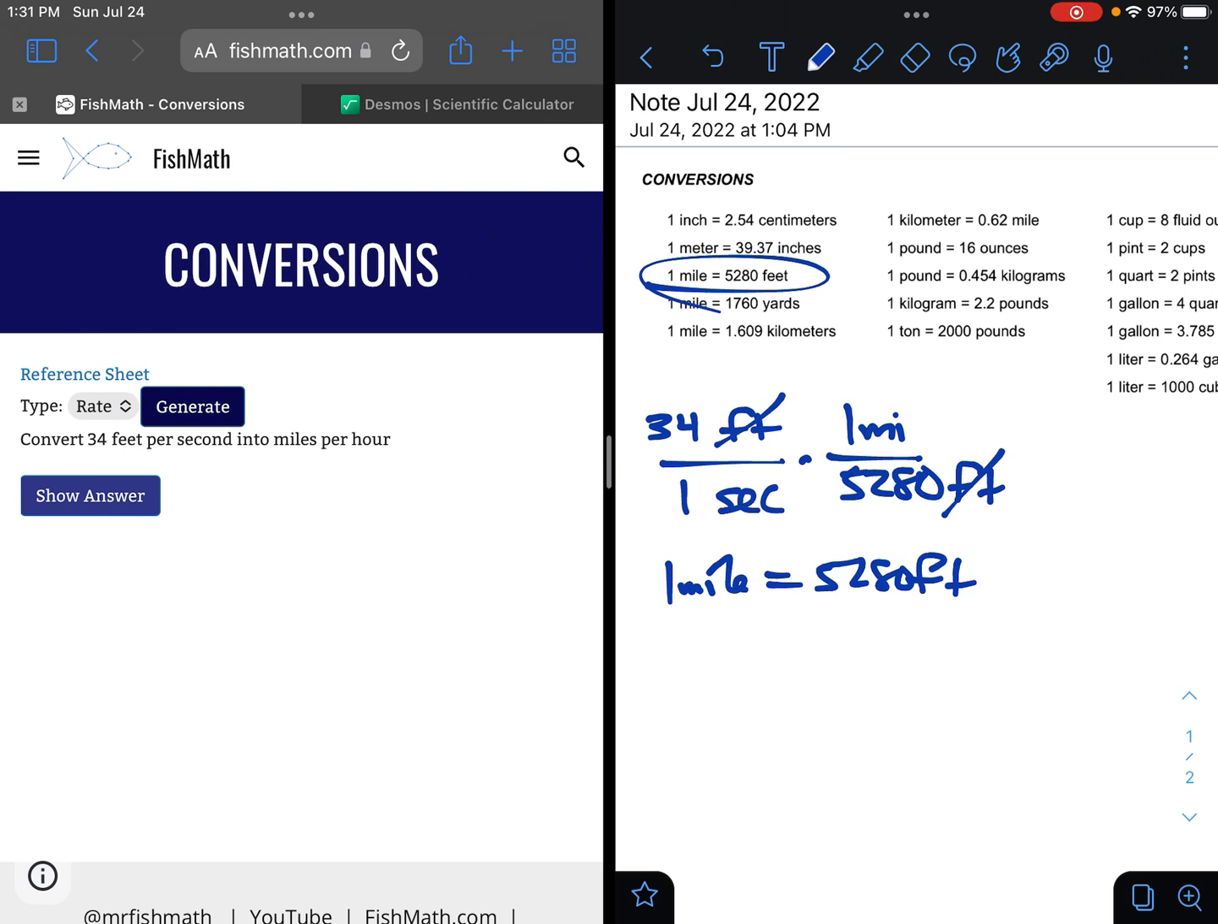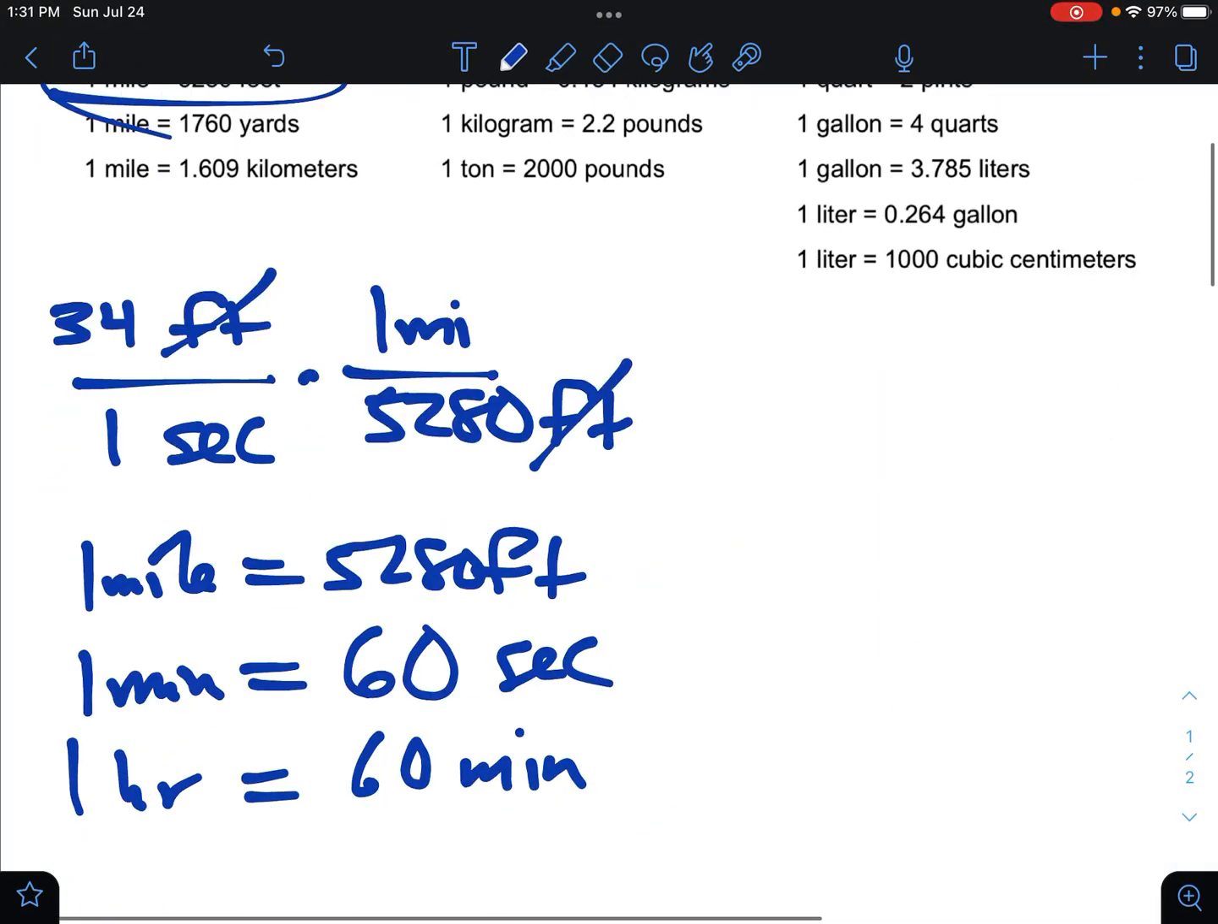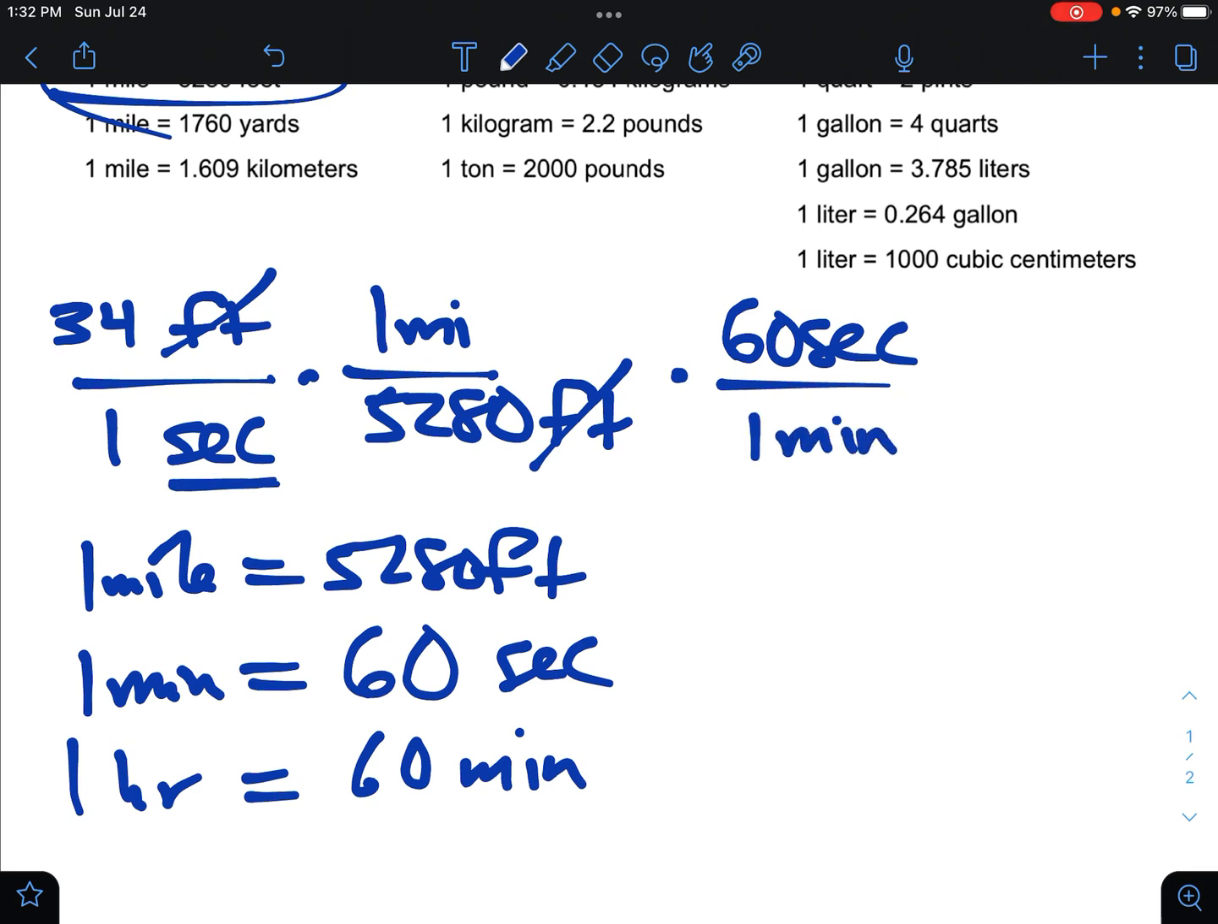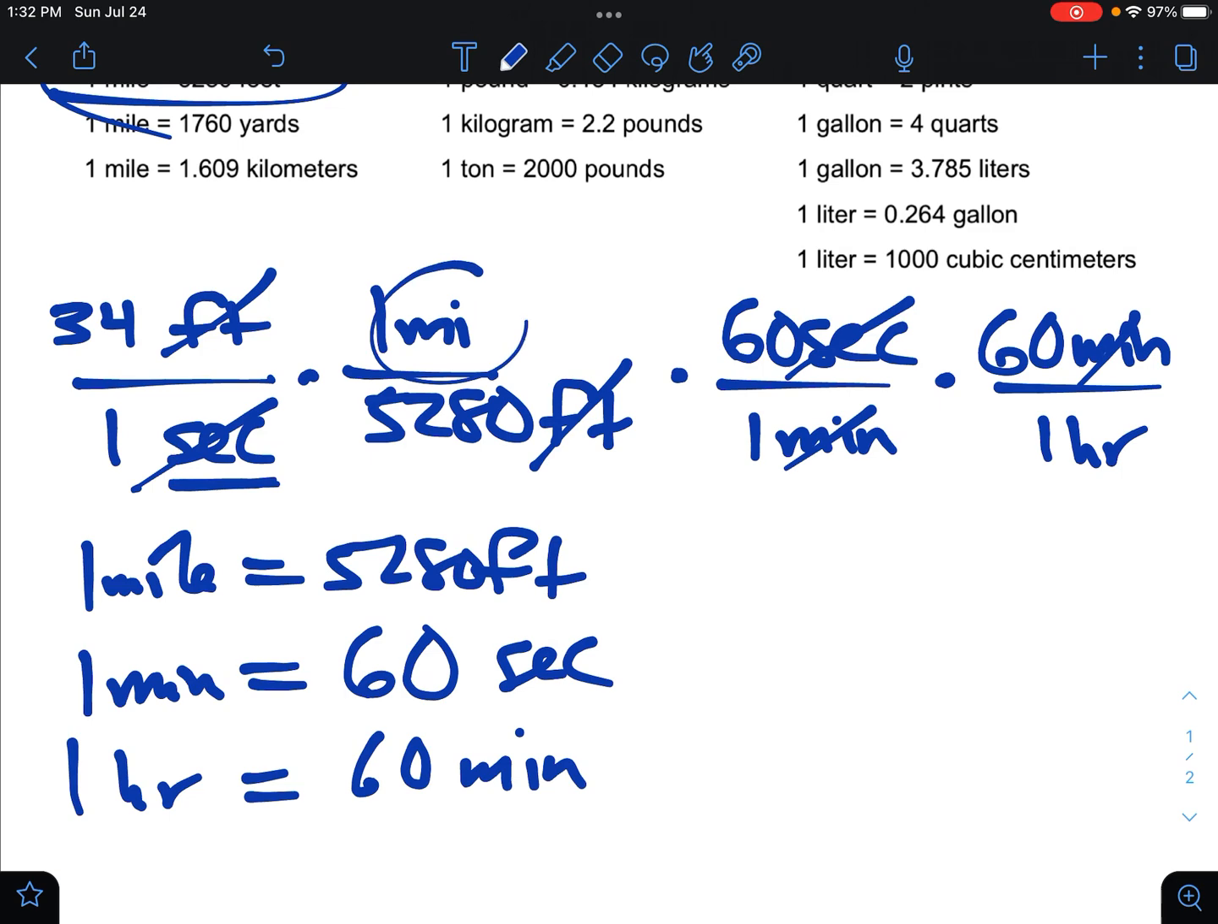We want to also get to hours. We know that 1 minute, hopefully you know this one, is 60 seconds, and also 1 hour is 60 minutes. So we can use those two to make 2 more ratios here. So I'm going to do times, I want to get rid of the seconds in the bottom, so I'm going to put the seconds up top. So 60 seconds in 1 minute. And then I'll get rid of the seconds. And then to get rid of minutes, very similarly, 60 minutes over 1 hour. And the only units that are left are the miles per hour, which is what we were looking for.